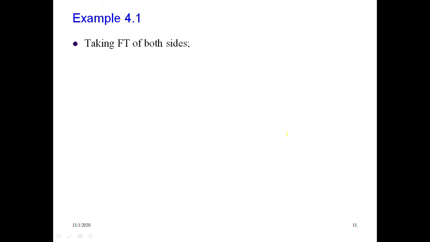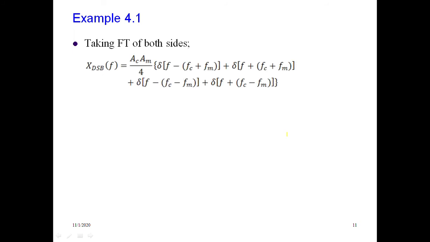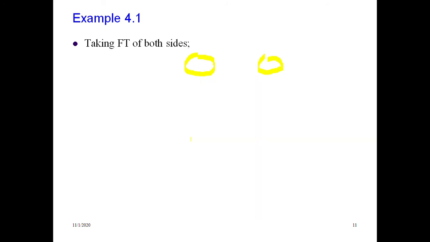We want to find the frequency domain, so we do the Fourier transform. When we have cos, we change it into delta. So it's going to be 1 over 2 delta F minus the frequency inside, plus delta F and the frequency inside.